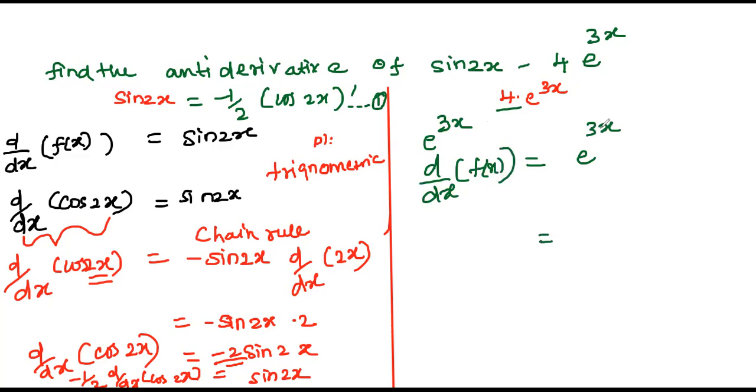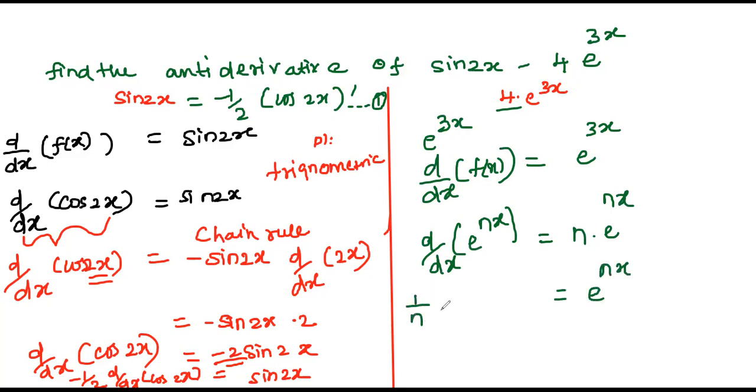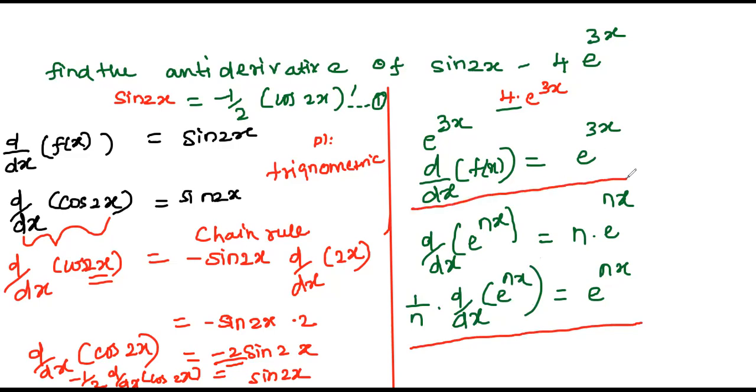When you get e power 3x, there is a formula that d by dx of e raised to the power nx will give you n times of e raised to the power nx. And this can be written as e power nx is equal to 1 upon n d by dx of e raised to the power nx. Is it clear? Yes, ma'am, yeah. And now if I compare this structure with my question, I can say the value of n is 3.